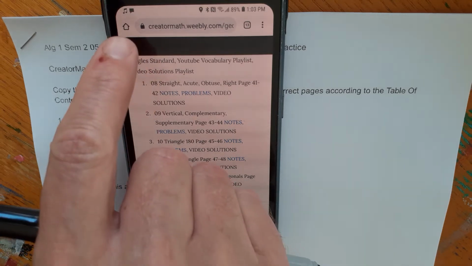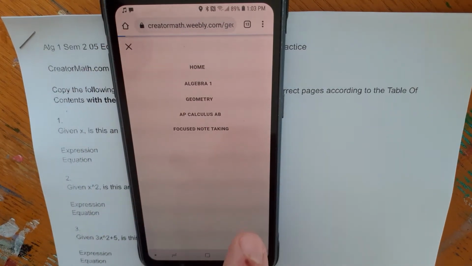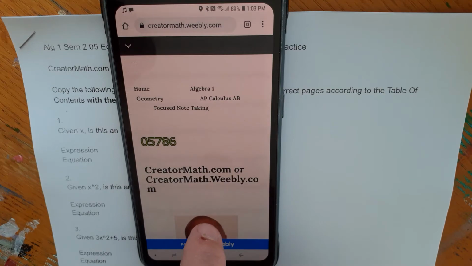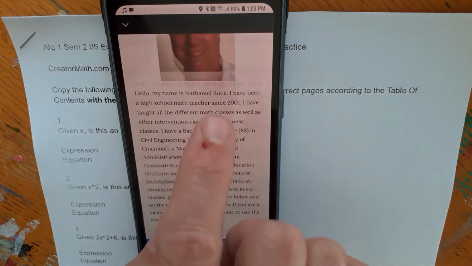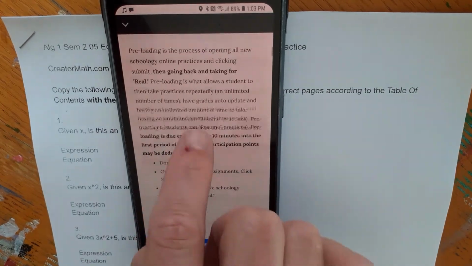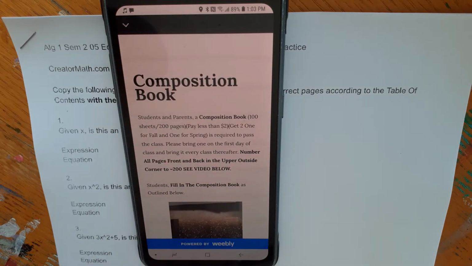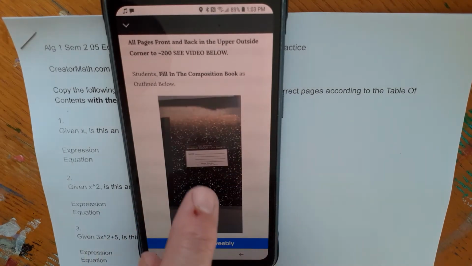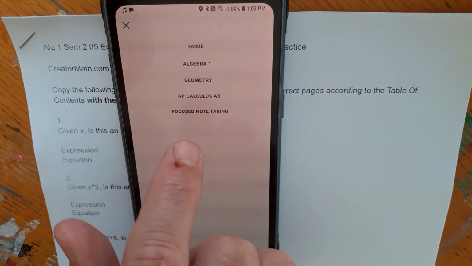Okay, so here's what the home page looks like. Here's home. So that's what the home page looks like. All the composition book stuff, you guys, is on this first page. Just scroll down until you see in large print, composition book, the picture of it, everything below it, review to get your composition book straight, all right?